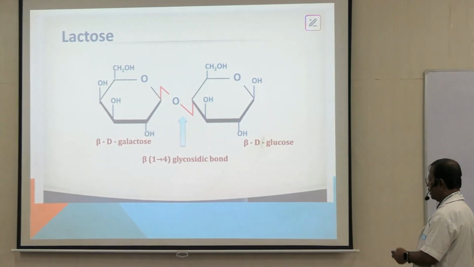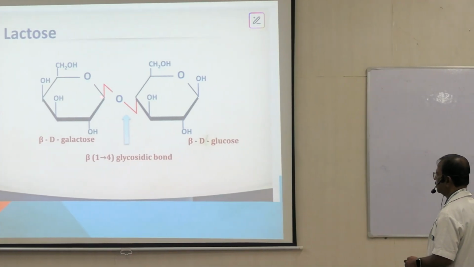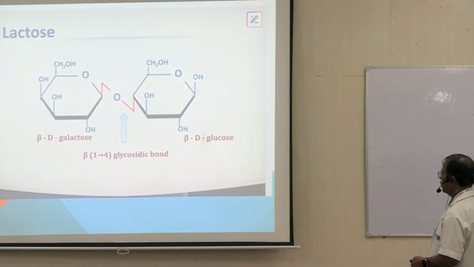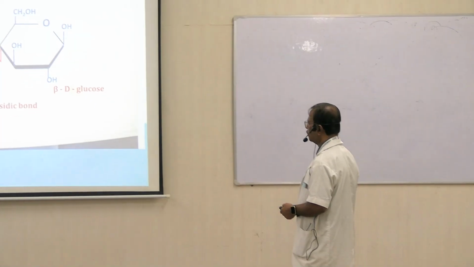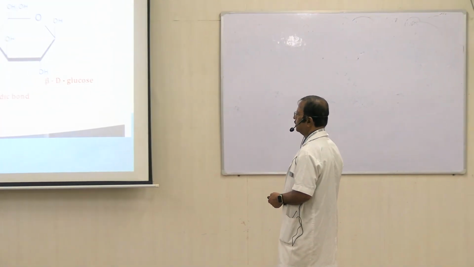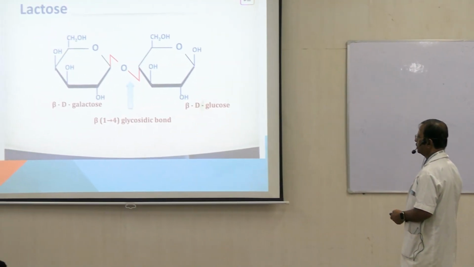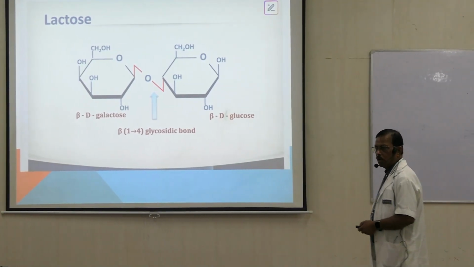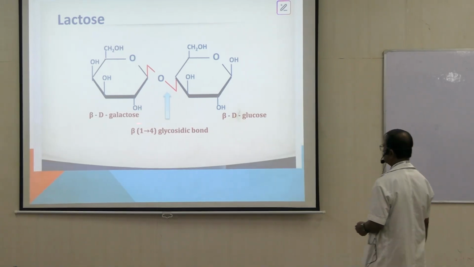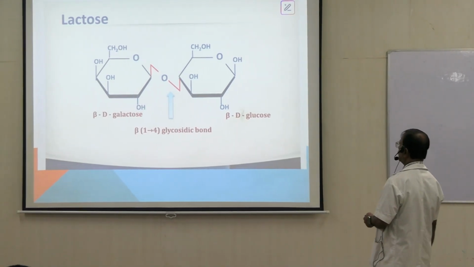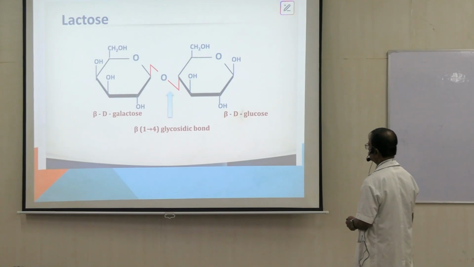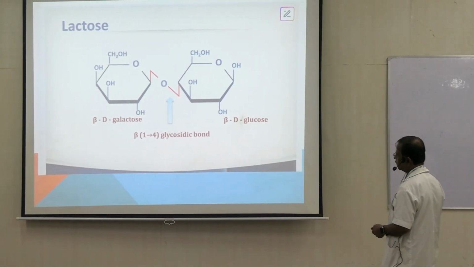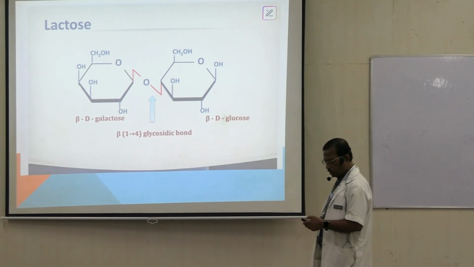So here it is beta, because where the hydroxyl was downwards, it was alpha. But in this case, the hydroxyl group is upwards. Now, in comparison to this, this is the alcohol group. So this is beta D galactose, and here it is beta D glucose. So the glycosidic bond is a beta 1,4 glycosidic bond.